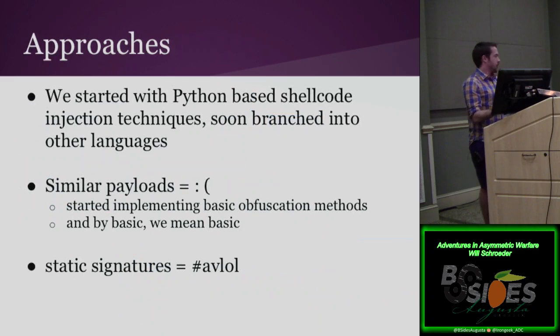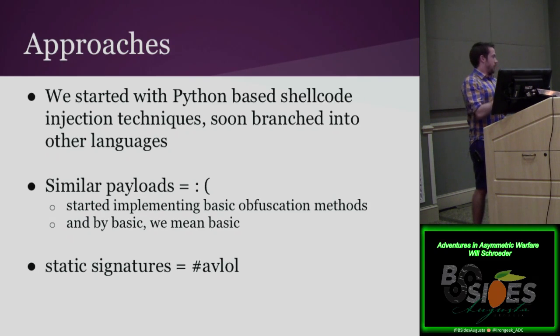So, the initial steps we took: we started with Python-based shellcode injection techniques, and we started branching into other languages, which I'll talk about. One of the first things we realized was that similar payloads are a really easy way to get caught by AV, because it's easy to write a static signature. Something like a straight pre-compiled Python shellcode injector that injects shellcode through the command line is great and really effective, but you can just MD5 it. You can easily write an exact static signature for it.